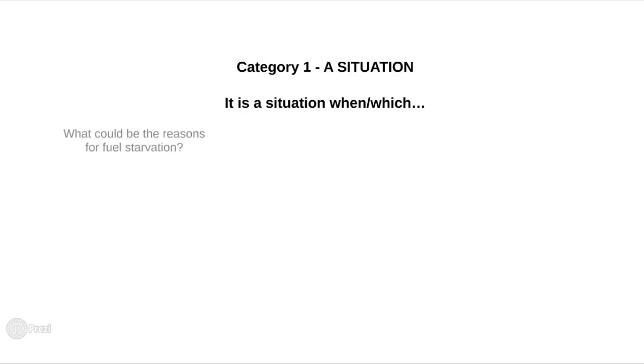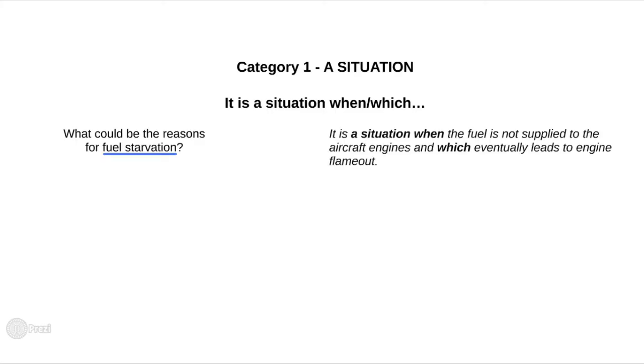Let's call the first category a situation. There are really lots of aviation terms that you can start defining by saying, "It is a situation when," or "It is a situation which." Let's imagine you've been asked, what could be the reasons for fuel starvation? The key term here is fuel starvation. So start with a simple definition like, it is a situation when the fuel is not supplied to the aircraft engines, and which eventually leads to engine flameout.